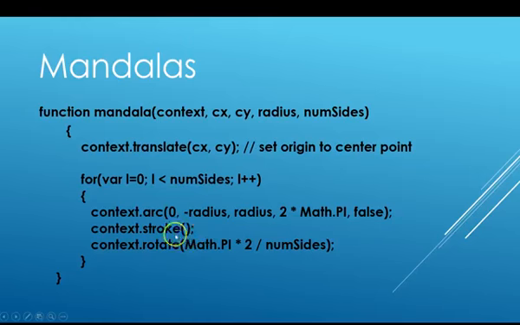So we draw the circle, stroke it, then we go ahead and rotate. So again, very similar to the swirl code. Instead of swirling spokes, we're swirling circles. They all have a common radius, so they intersect at the center point. So they're all tangent to the center point.